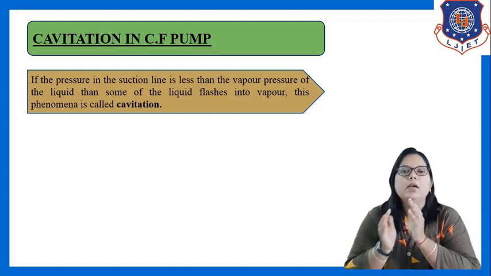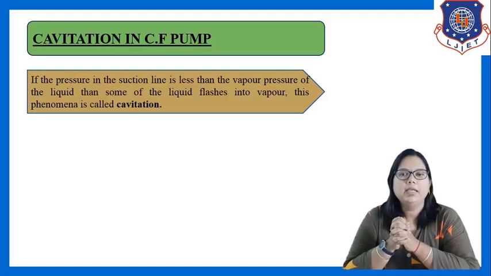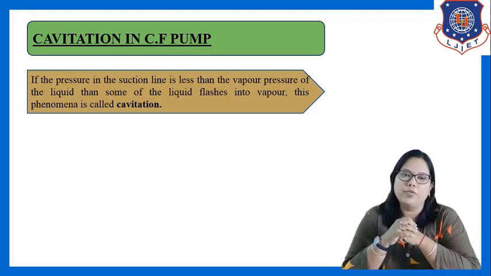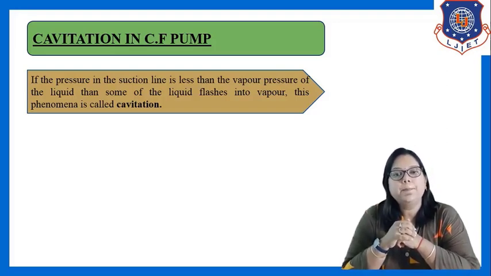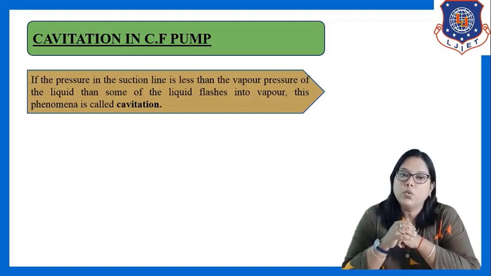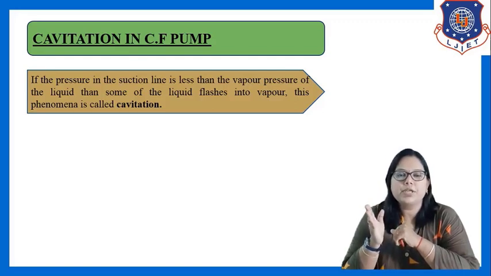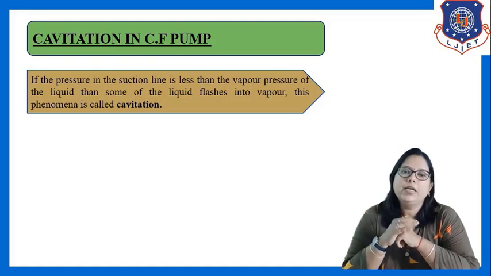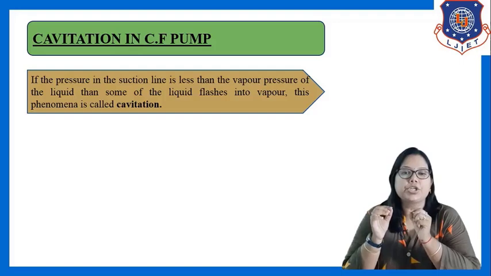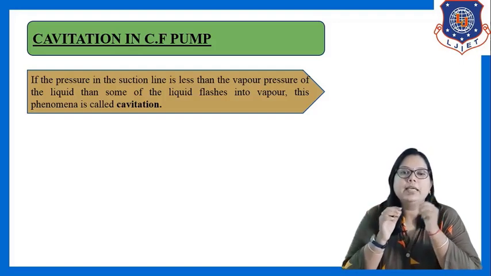Again I am repeating. When pressure in the suction line is less than the vapor pressure of the liquid. Now what is this vapor pressure? Vapor pressure of any liquid is the pressure at which liquid starts to convert into vapor, and it is not a desirable situation. Clear? What is vapor pressure? Pressure at which liquid starts to convert into vapor. That means at that pressure liquid vaporization is started.